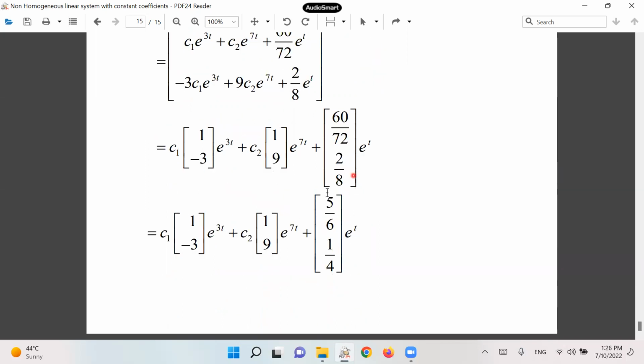When we simplify and cancel them out, the final solution for the given non-homogeneous linear system of equations will be c1 into (1, minus 3) e power 3t plus c2 into (1, 9) e power 7t plus (5 over 6, 1 over 4) into e power t. So this is the required solution for the given non-homogeneous linear system of equations.